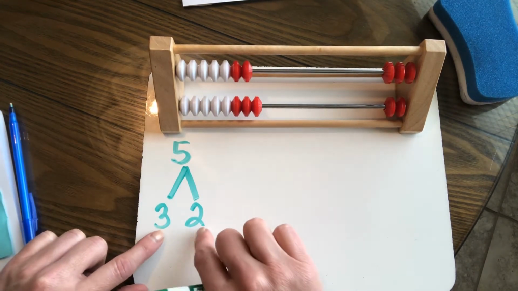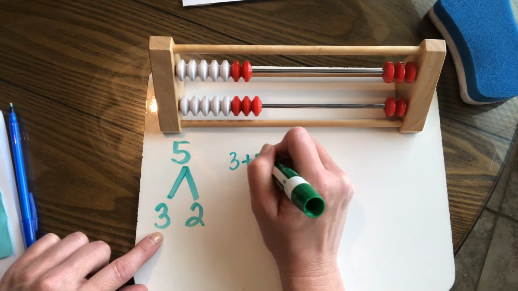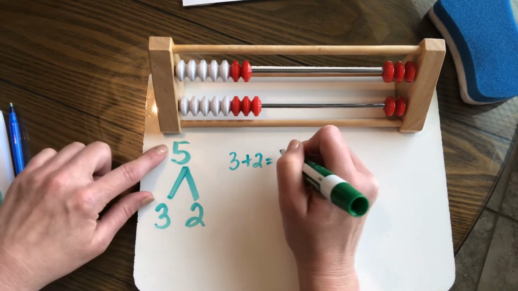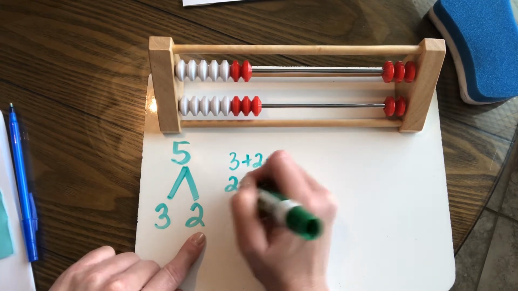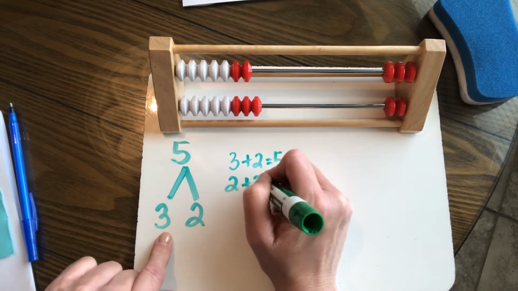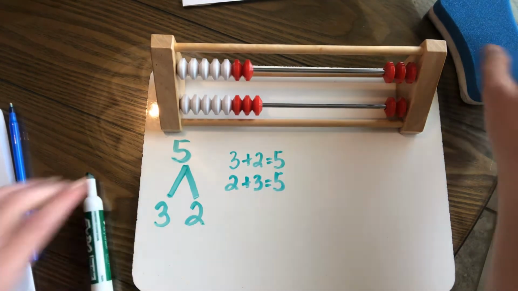I can start with either part. I can start with 3 and add the 2 and get the total, which is 5. But I can start with this part and add the 3 and still get the same total, which is 5.